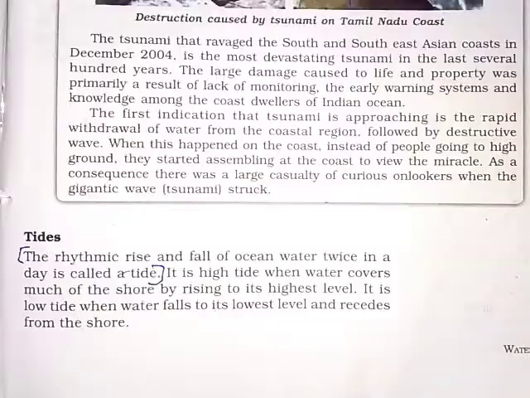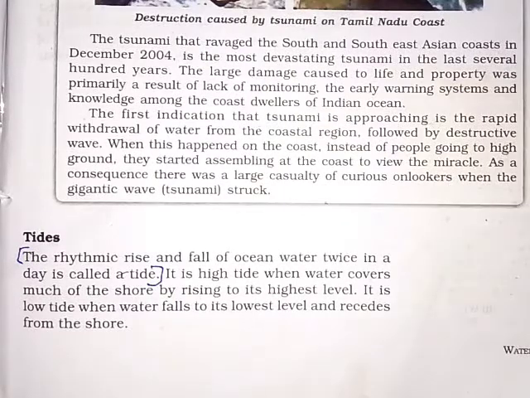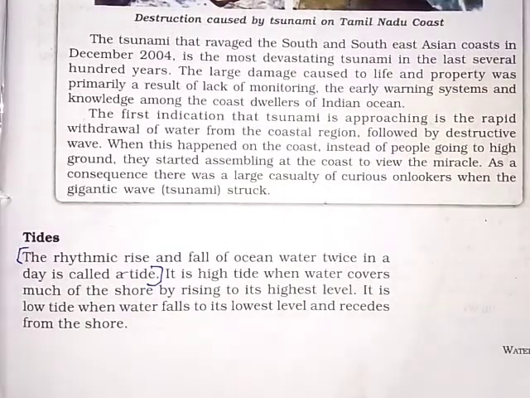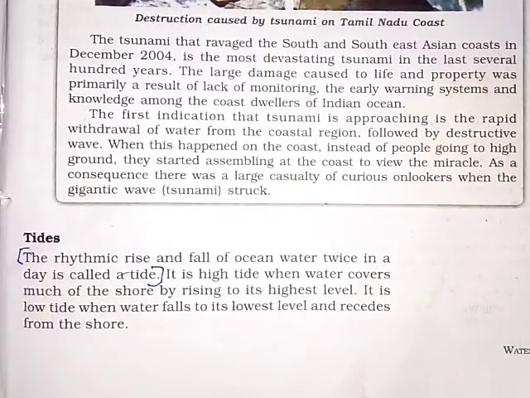Tides. The rhythmic rise and fall of ocean water twice in a day is called a tide. It is high tide when water covers much of the shore by rising to its highest level. It is low tide when water falls to its lowest level and recedes from the shore.